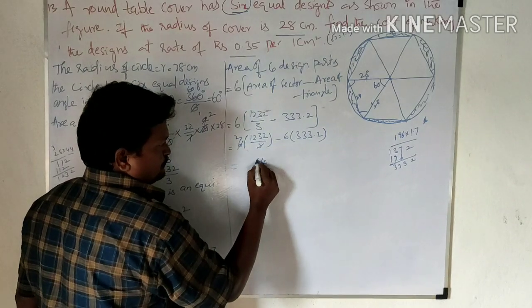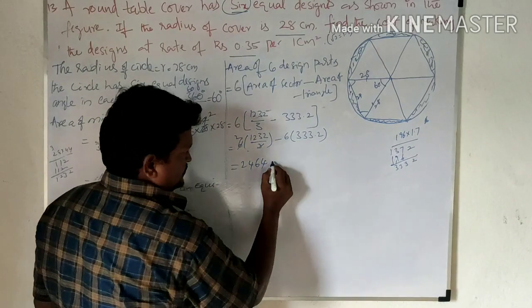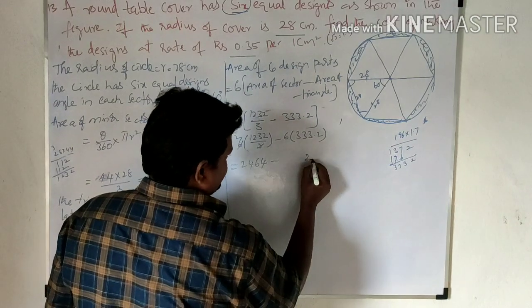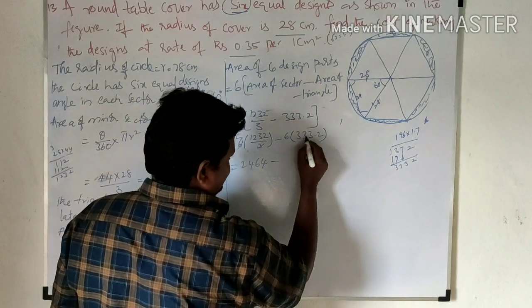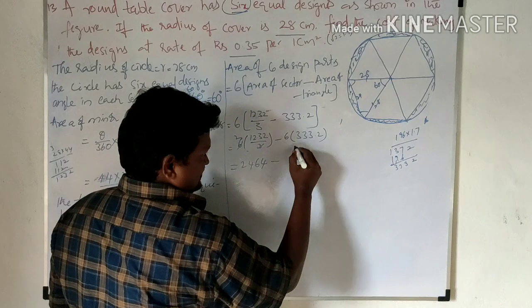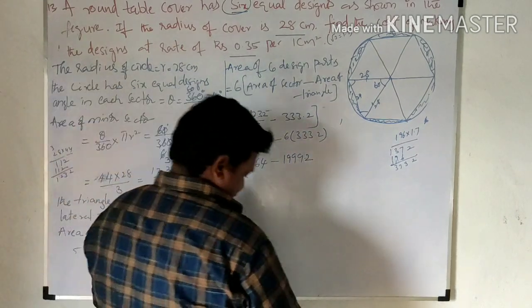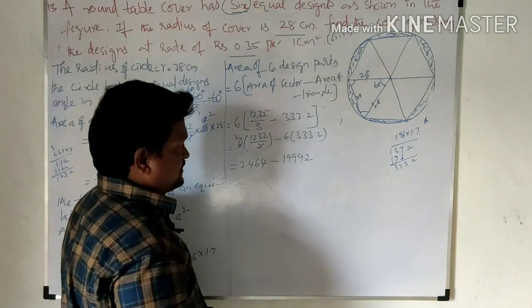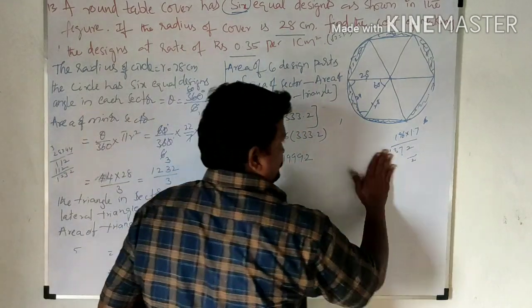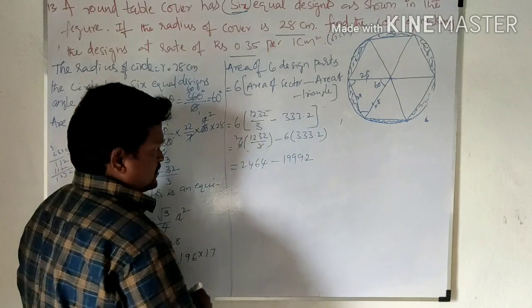Multiply: 2 2s are 4, 2 3s are 6, 2 2s are 4, 2 1s are 2. 6 2s are 12, 6 3s are 18 plus 1 is 19. So we get 1999.2. Now subtract this.